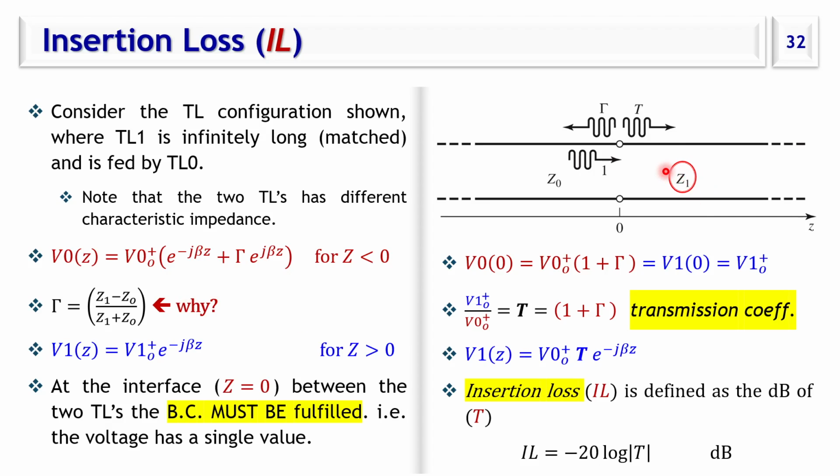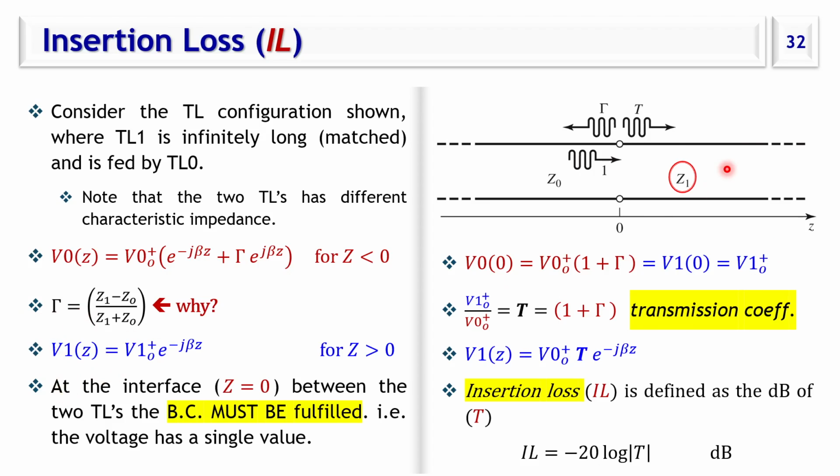So the idea here is that because this is infinitely long, it acts as a matched transmission line, which means that the input impedance at any point equals Z1. So for section 0, section 1 is the load, and the load impedance is the input impedance of section 1, which is the characteristic impedance of section 1, which is Z1, because it's matched or infinitely long. And that's why this is the expression for the reflection coefficient.